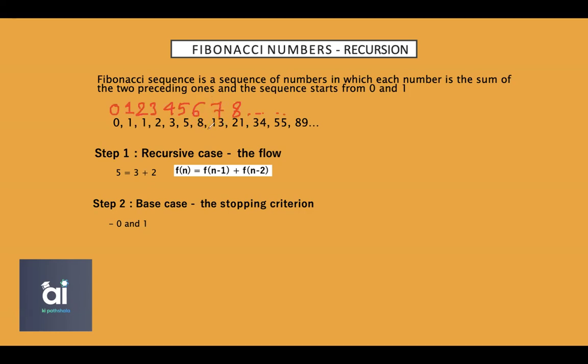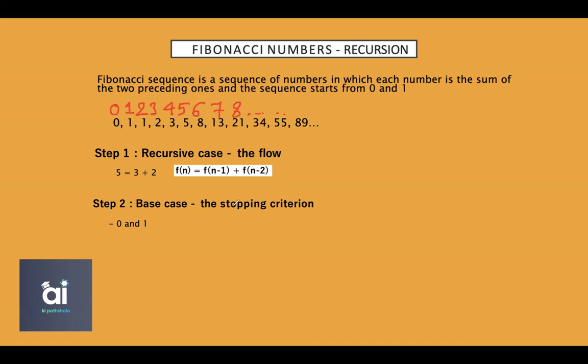The 7th element is 13 here. The 8th element is 21 here, and so on. So if we run our method with 7, we will receive 13.